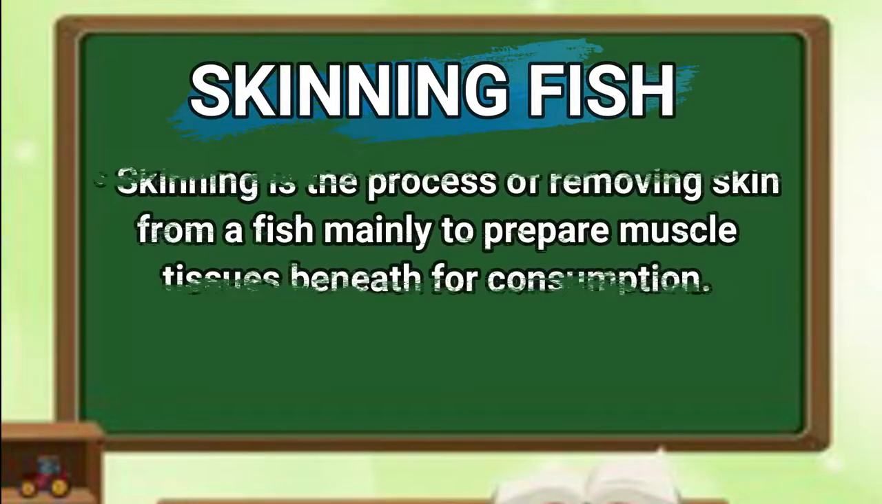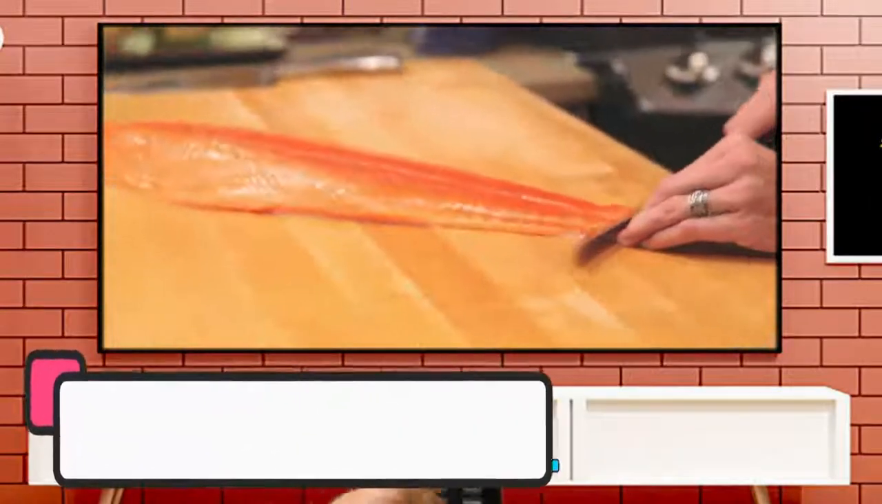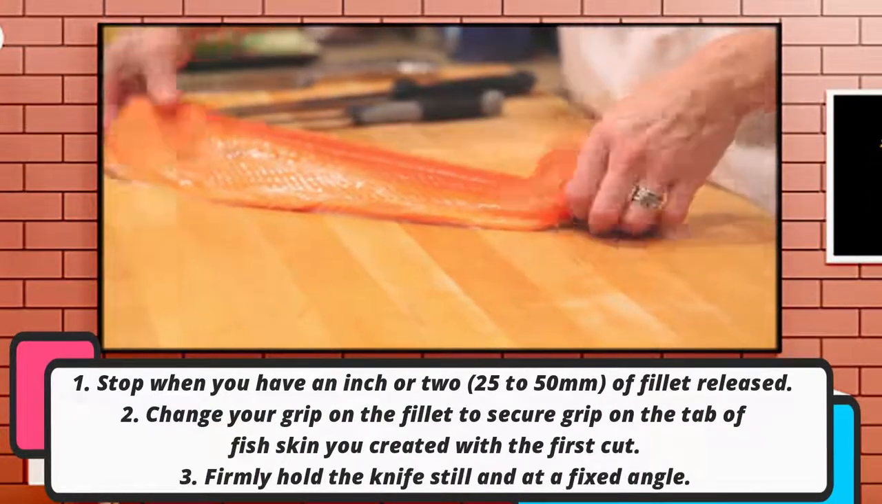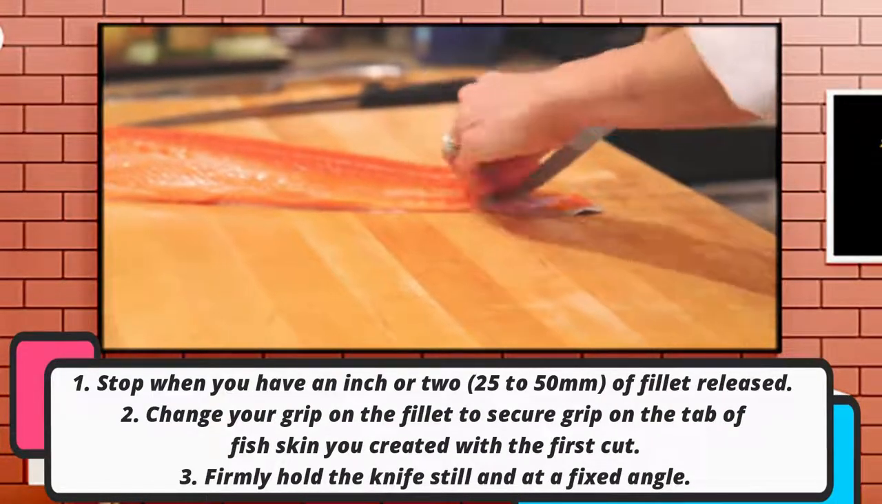Next is skinning fish. Skinning is the process of removing skin from a fish, mainly to prepare the muscle tissues beneath for consumption. Here are the steps in skinning fish. Number 1. Stop when you have an inch or two of fillet released.